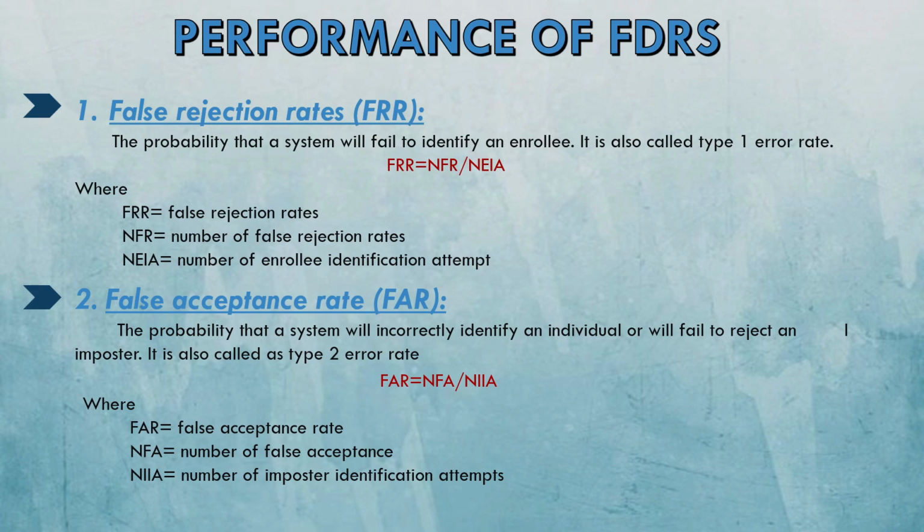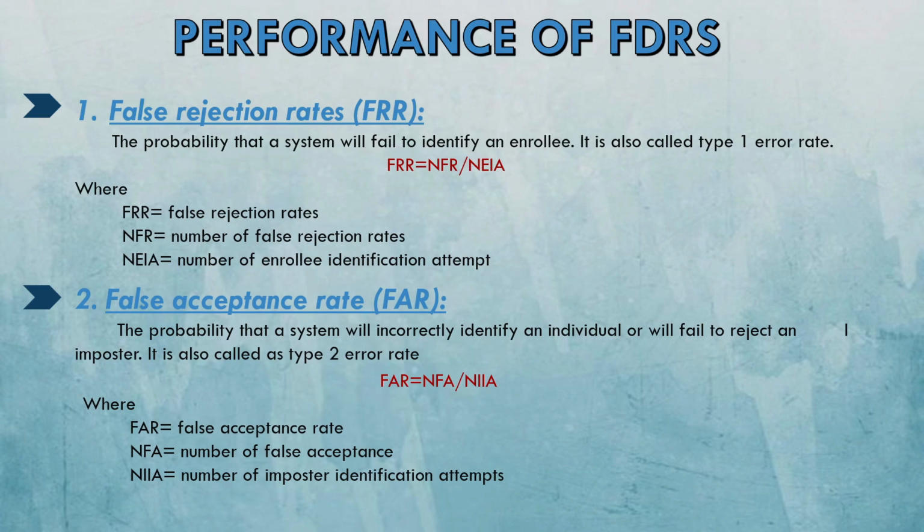And next thing is the number of enrollee identification attempts. That means how many times the person has enrolled in that model, how many times he has fed his data to that model. A person will attempt to check whether his face will be recognized by the model or not, and the model will give a response like your face is not recognized. This is the scenario of the false rejection rate.